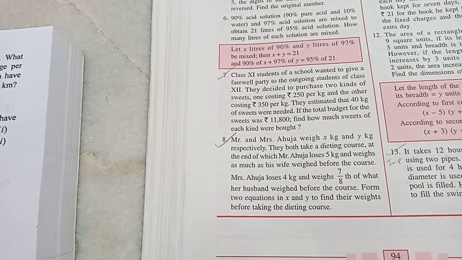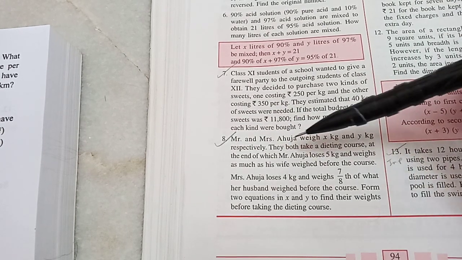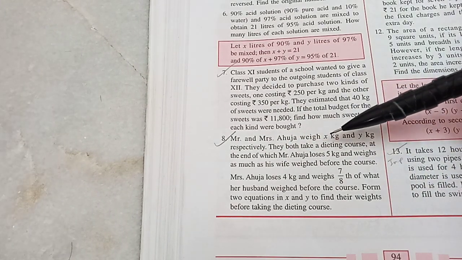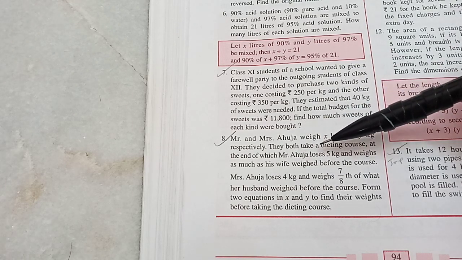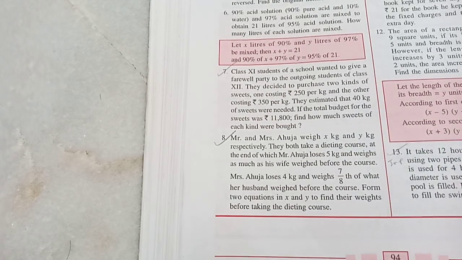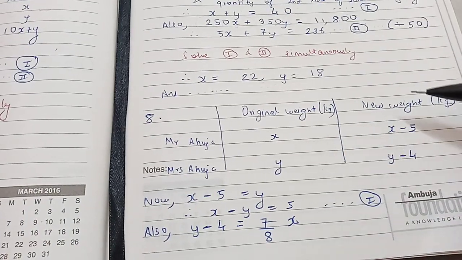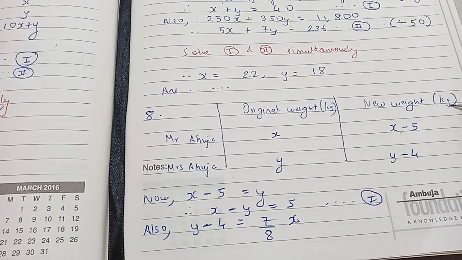In the 8th sum, they have already assumed the weights of Mr. and Mrs. Ahuja respectively as x and y. Now both of them did a dieting course. Mr. Ahuja lost 5 kg and Mrs. Ahuja lost 4 kg. So with this information, let us first make a table. So this is the original weight, x and y, and the new weight is x minus 5 and y minus 4 respectively. Obviously they are in kg.